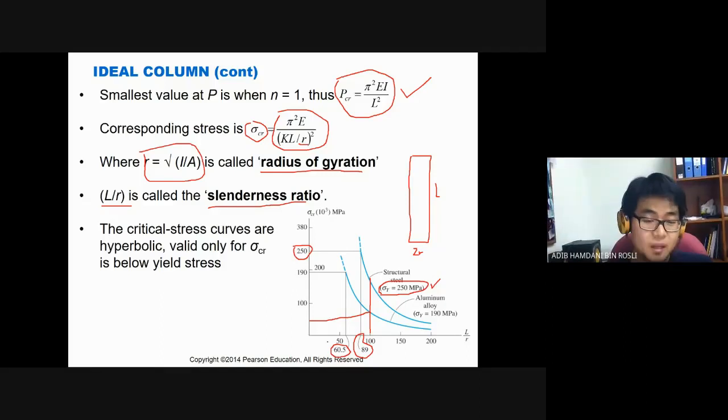All right. But let's say it is less than 60.5, for instance it is 50. So the critical buckling stress is higher than 190, isn't it? So what will happen? If you load that kind of column, it will reach the yield strength first. This is important because later on we have to see which failure mode comes first, whether it's buckling or actually yielding. Yielding is the same as what we have done before, right?